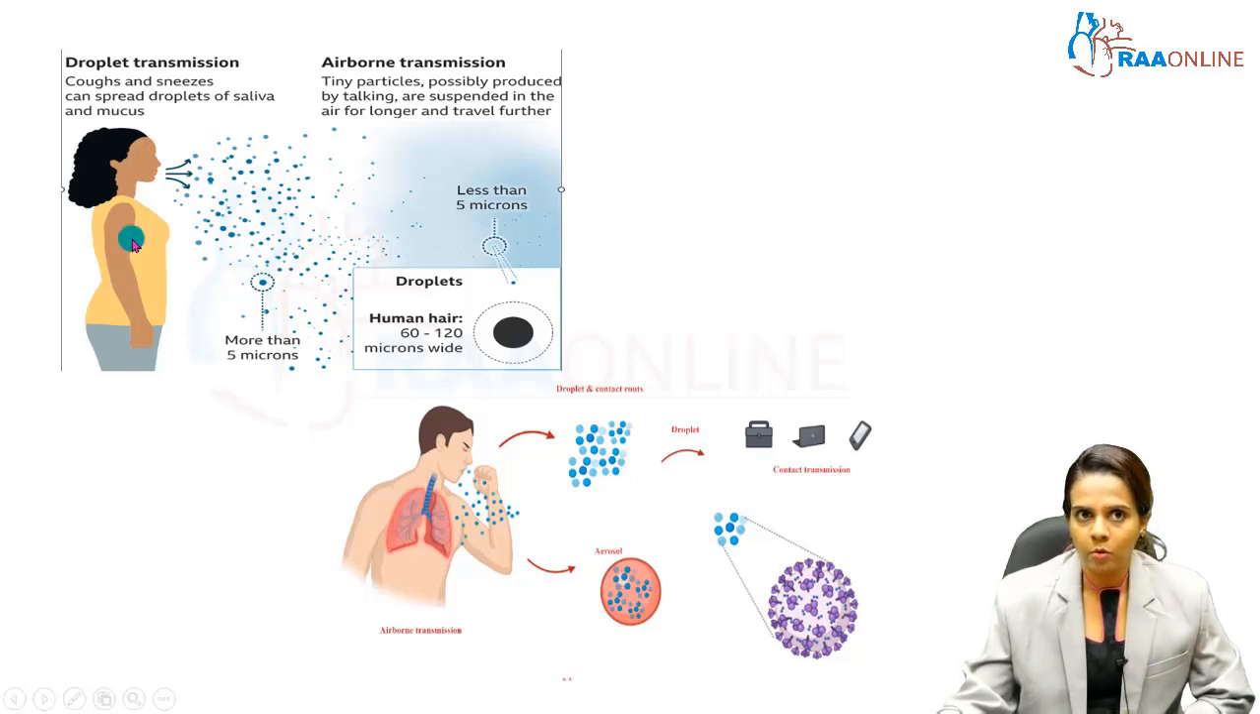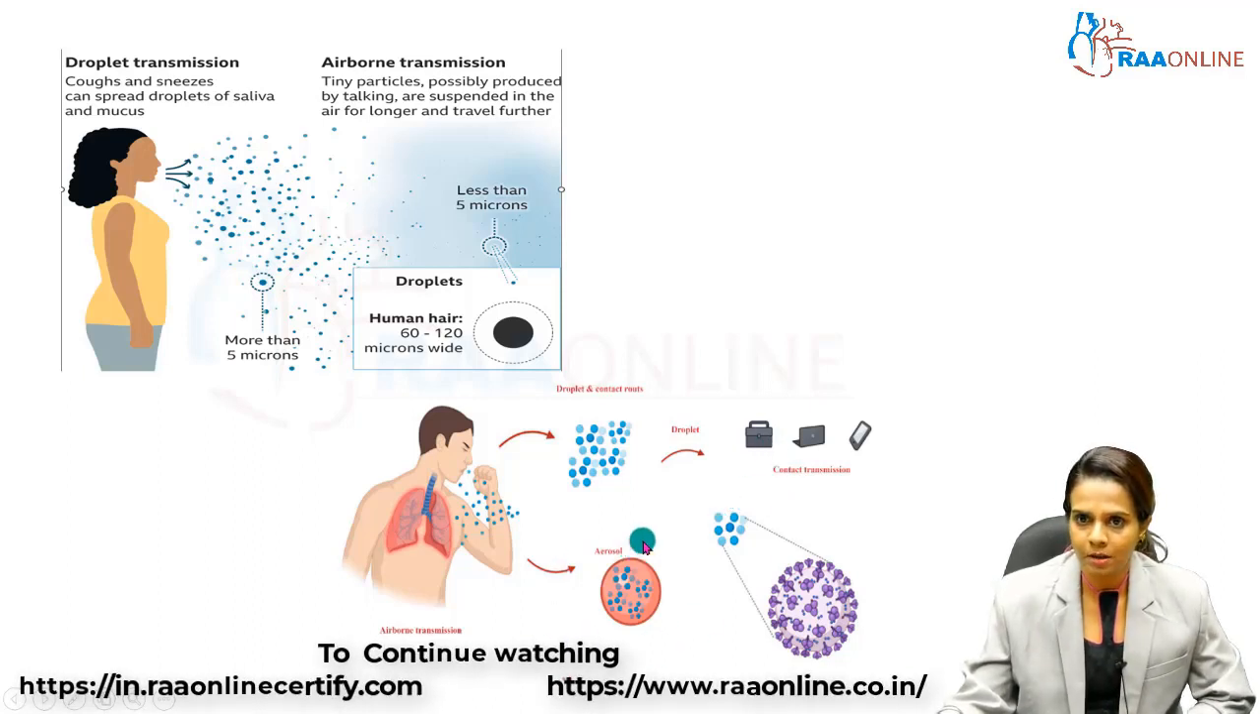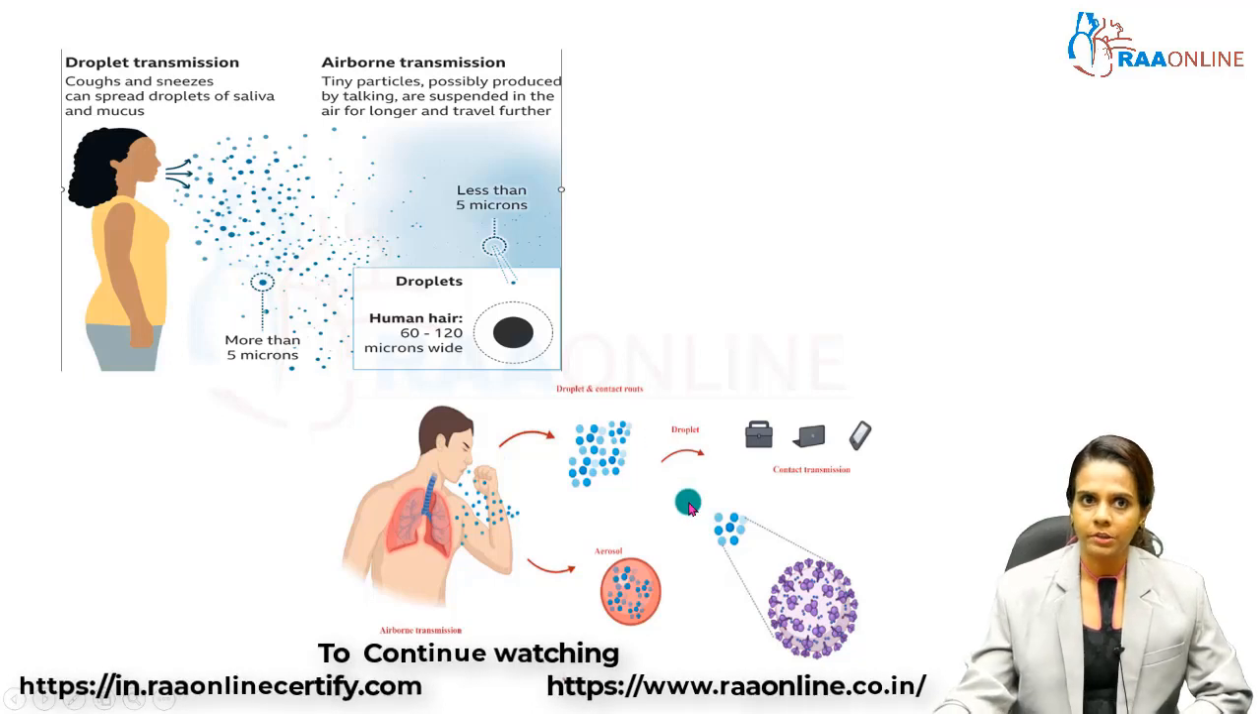So through droplets there could be short range transmission, whereas through airborne there could be long range transmission. But mostly these coronaviruses are transmitted by droplet transmission and also by contact transmission, that is through touching infected objects or infected individuals, like fomites. This picture shows the droplets and the contact route. The droplets can settle over objects. While touching these infected objects with the hands, the virus can be transmitted to other susceptible individuals. In this way, the transmission occurs.